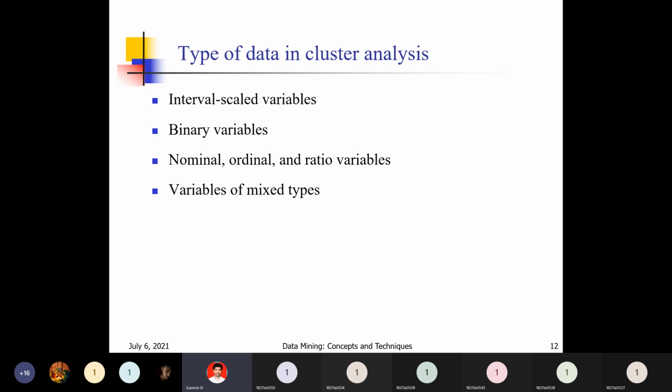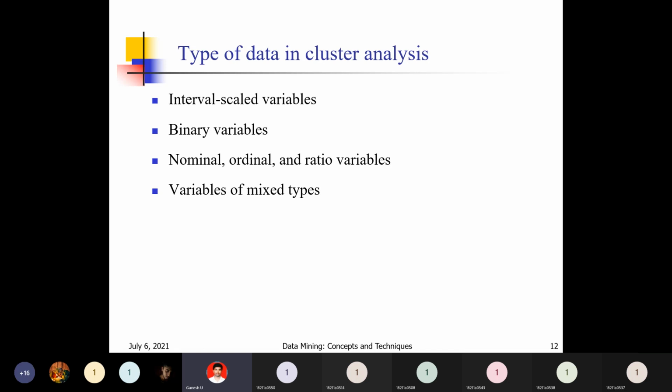To do clustering, to apply cluster analysis, what are the different types of data we use? Interval scaled variables, binary variables, nominal, ordinal, ratio variables, variables of mixed types. Interval variable means, as I told you, different intervals. Variable values are different intervals, 10 to 20, 20 to 30, like that. Binary variables are 0 or 1, two values. Next, nominal means names, like employee names: Ganesh, Naresh, Ramesh.